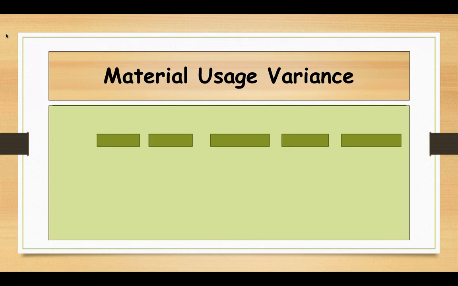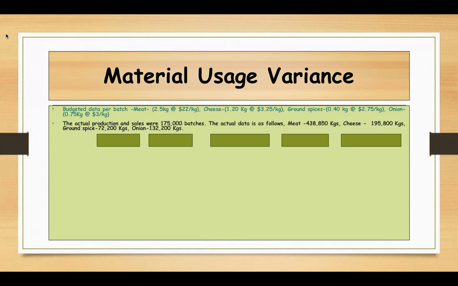We are going to calculate the material usage variance for our example, the Quality Burger Company. Budgeted data for a batch: meat 2.5 kilogram at $22 per kilogram. Cheese 1.2 kilogram at $3.25 per kilogram. Ground spice 0.4 kilogram per batch at $2.75 per kilogram. Onions 0.75 kilogram at $3 per kilogram. And the actual data given, actual production and sales 175,000 batches. So also they have given the quantity of meat, cheese, ground spice, and onion used.